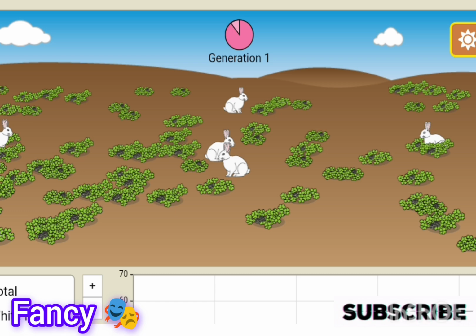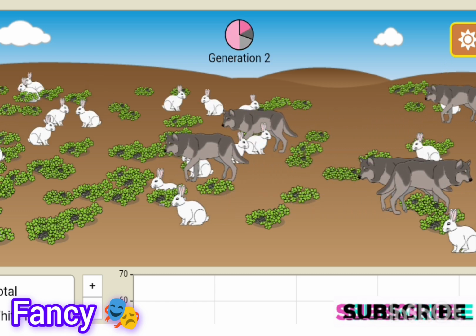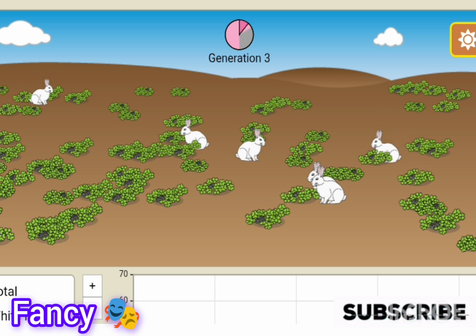Now let us see what the environmental factors are which will affect these white bunnies. See, the wolves are coming, the white bunnies are very prominent, so in the second generation the population of the white bunnies has been reduced, isn't it?